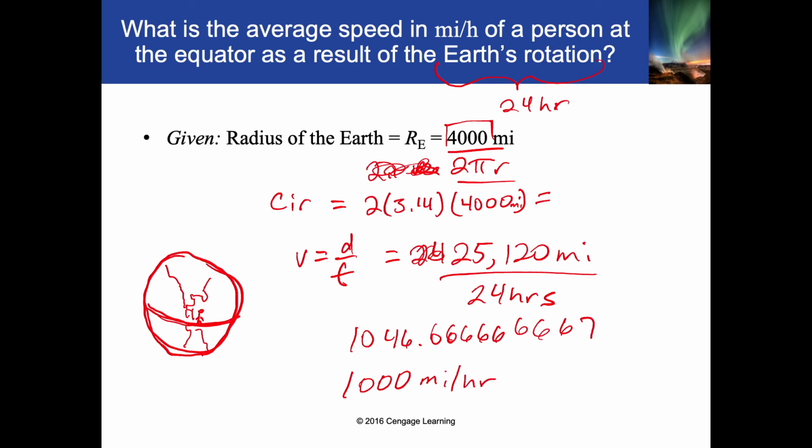What if there was a decimal point there and there were 4 significant figures? What would the answer be? Exactly. It'd be 1,047, because this 6 here makes us round that up to 7. So it would be 1,047 miles per hour if there was a decimal point right there. That is good stuff. I think that's a good point to stop because we'll talk about acceleration on Monday.